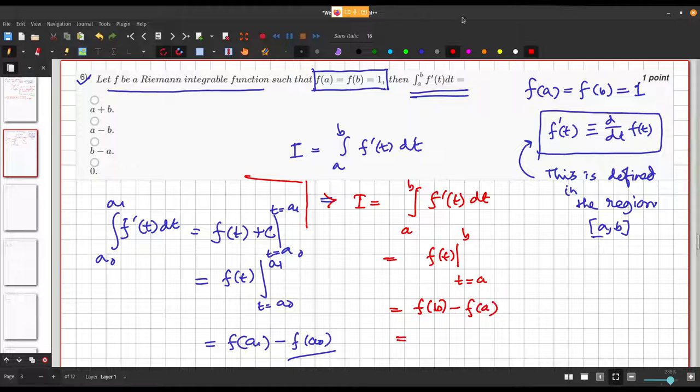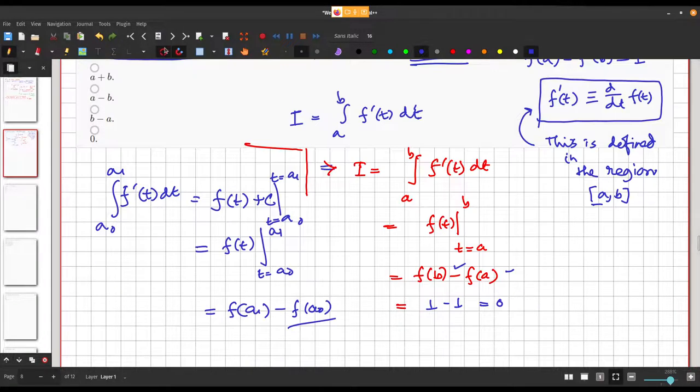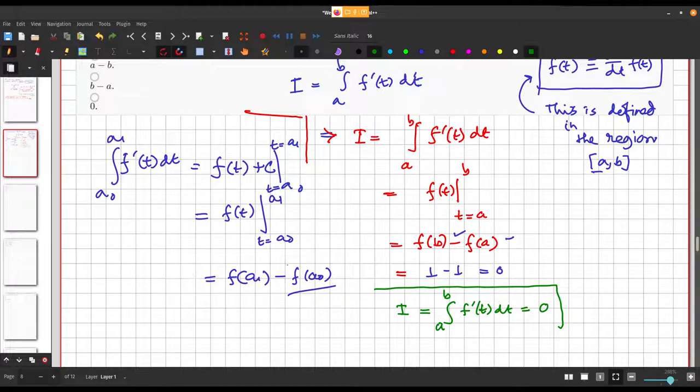Now the value of these two parameters are given. We have both of them as 1, so this will be 1 minus 1, which is equal to 0. So what you get is that the value of this integration I given by integration from a to b f prime t dt is 0. So 0 is the correct answer for this question. So let me put a box around the answer.